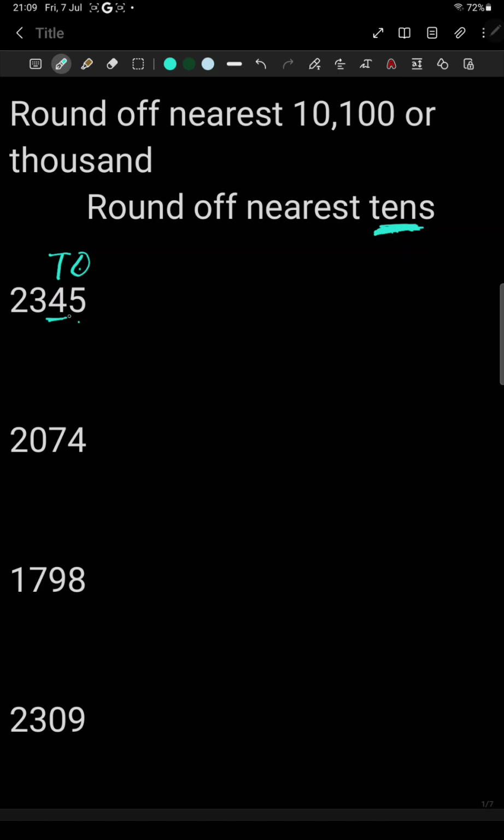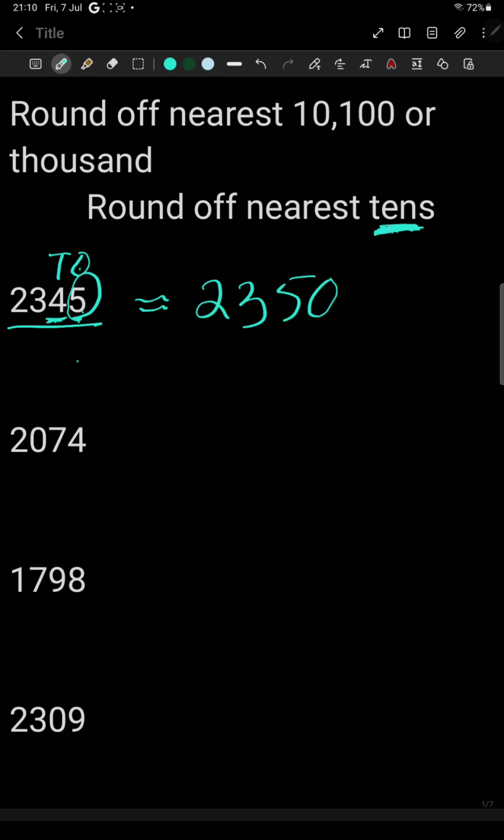Now the value to the very right side of the tens, the number we have underlined, I'm going to circle it. If this value is greater than 5, we will round up the number. Round up means we will write 2, 3, and instead of 4 it will become 5, and all the remaining numbers will become 0. So we have written 2345. Now we have rounded to the nearest tens, so it is now 2350.